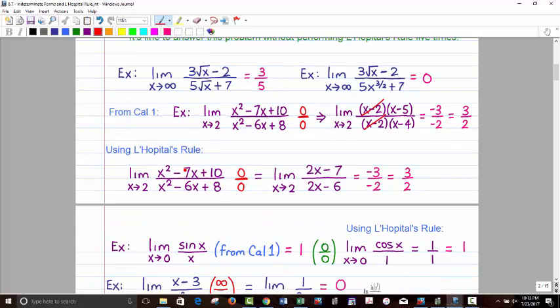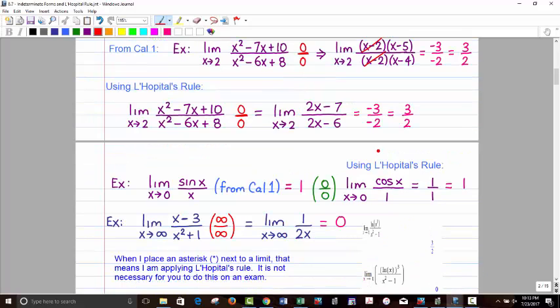Now, if you did L'Hopital's Rule, you would take the derivative of the top, which is 2x minus 7, over the derivative of the bottom, which is 2x minus 6, and then you would put in 2, and you get negative 3 over negative 2, so you get 3/2 that way. So that's pretty convenient.